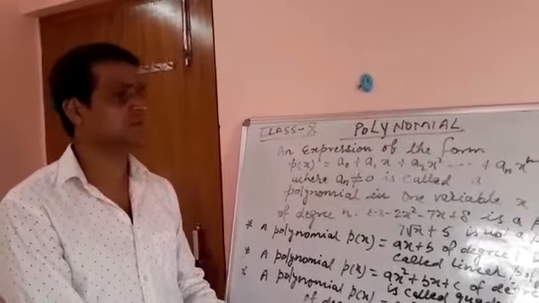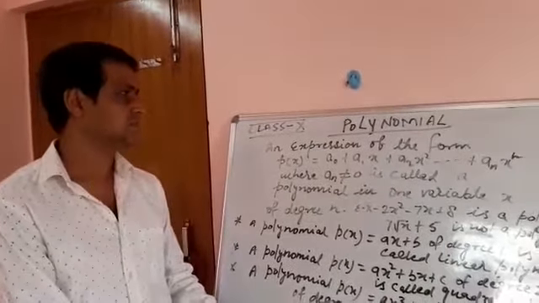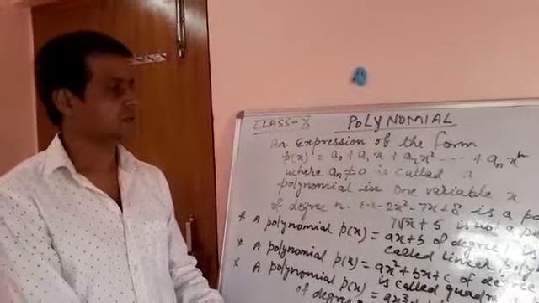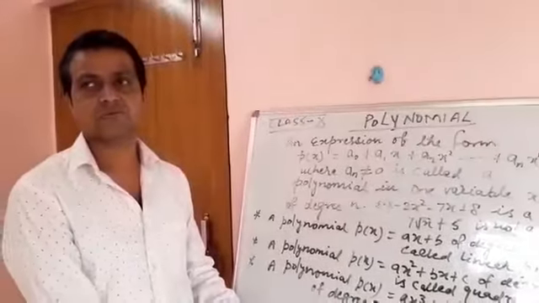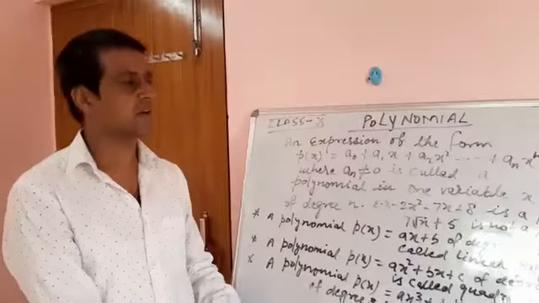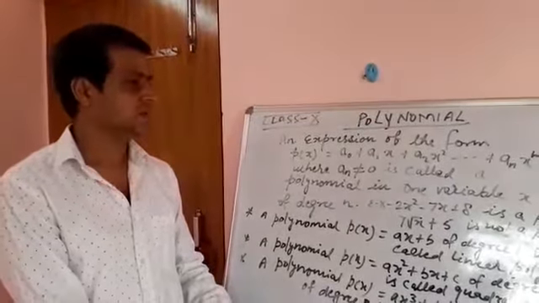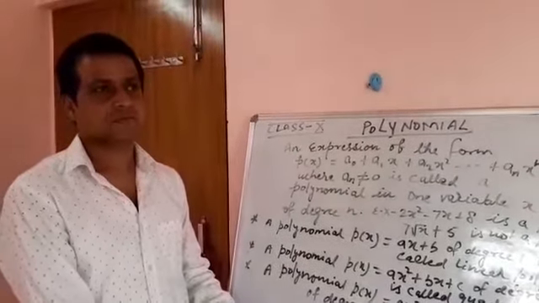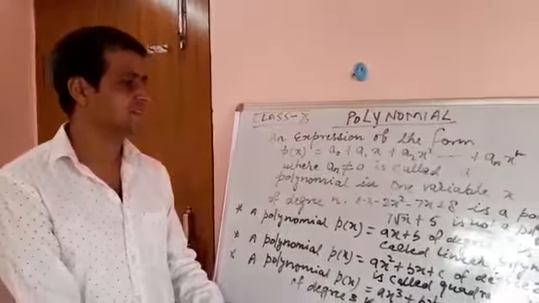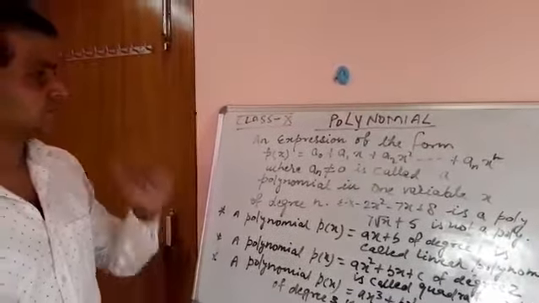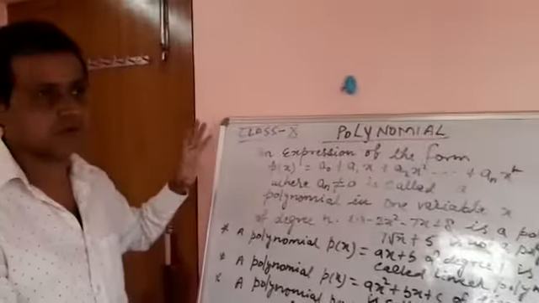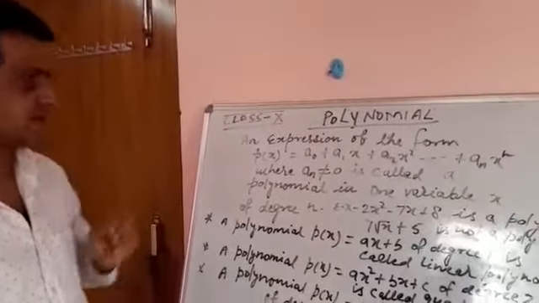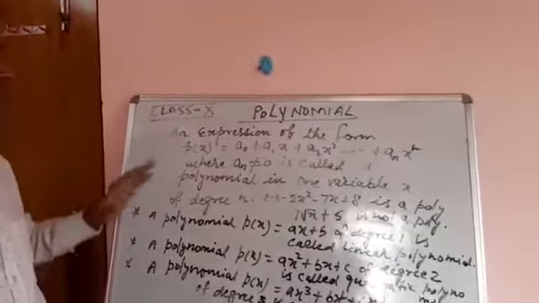Chapter's name is Polynomials, class 10th, the second chapter. I am trying to explain exactly about the polynomial, although this concept is given in class 9th also. Here, in more detail, it is given in class 10th. So, the very first thing, I am trying to define what the polynomial is. I'll explain each and everything.